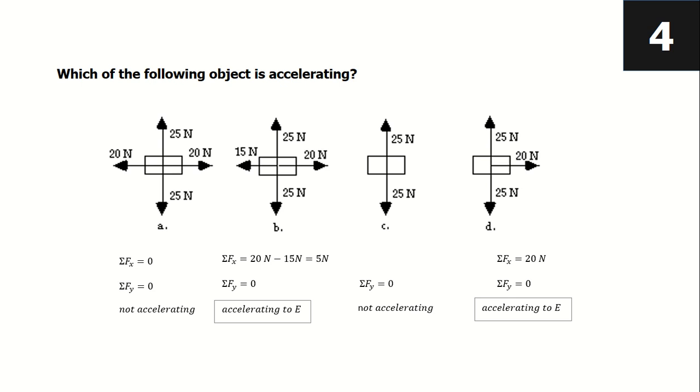So there would be an unbalanced force acting on that object equal to 20 newtons along the x. So this object will also be accelerating to the east as well.